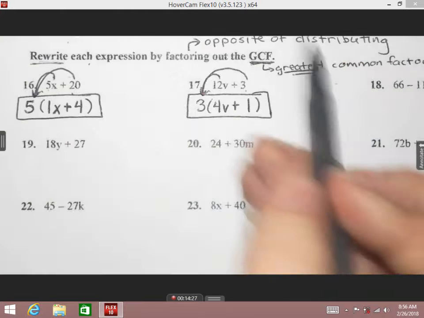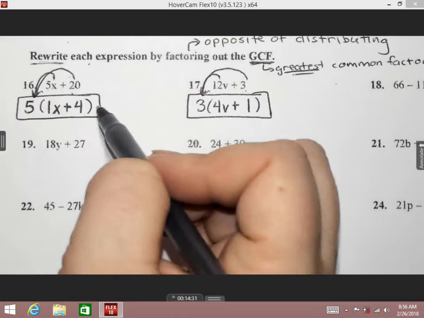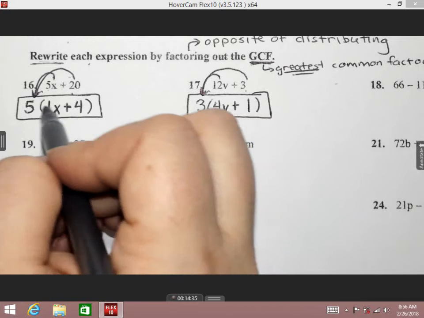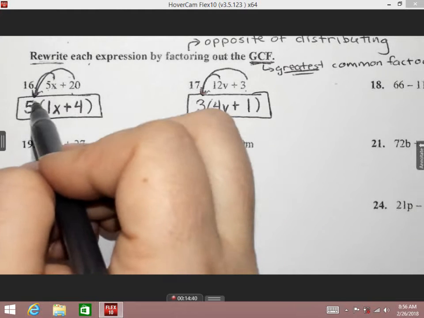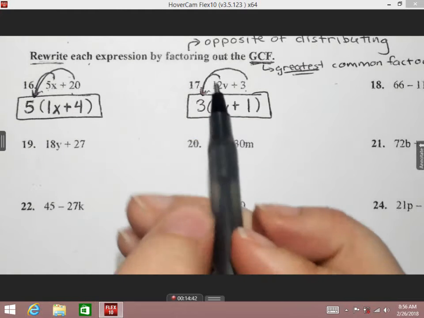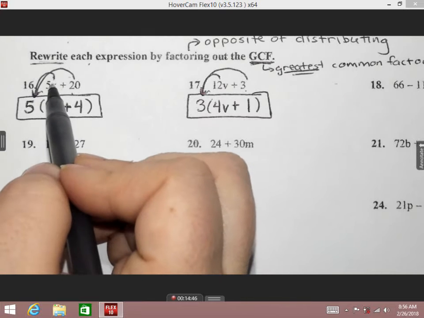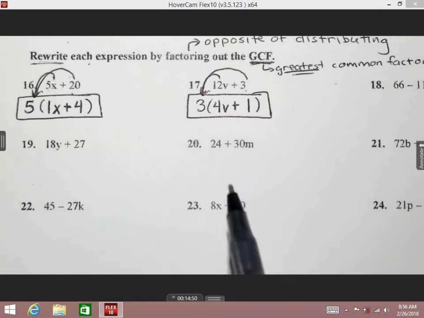All right. So we've just rewritten it. Here we had it without parentheses. I rewrote it to where it has parentheses. What do you think I could do to check these answers? I could rewrite it again. I could distribute it. What's 5 times 1? 5. What's 5 times 4? 20. So when I rewrite it, we would get back to our original.